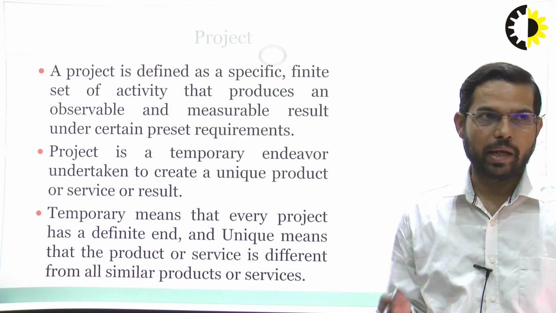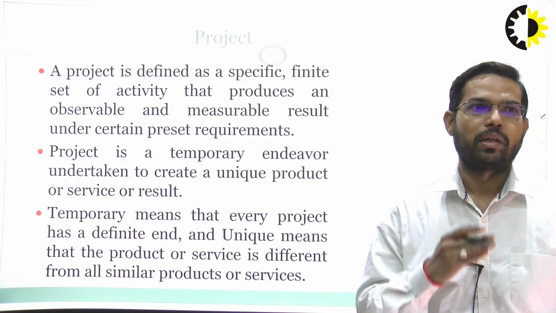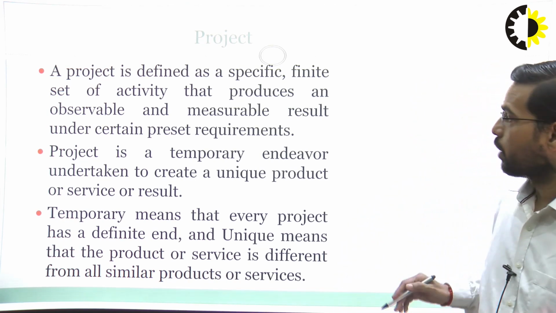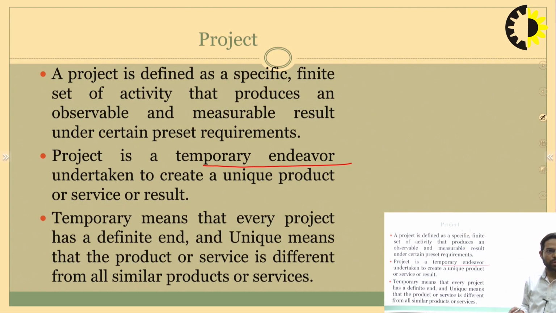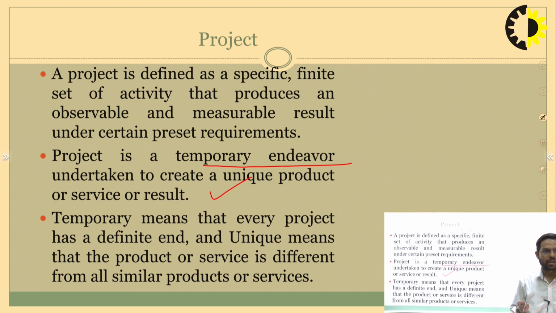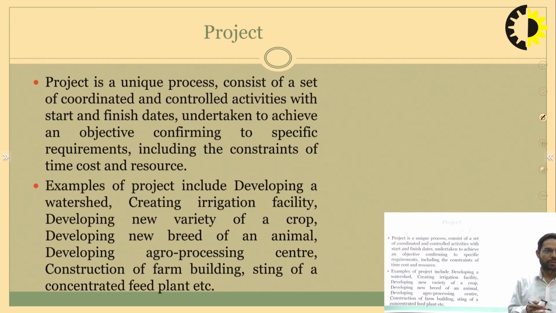So what is a project? Project is defined as a specific, finite set of activities that produce an observable and measurable result under certain preset requirements. A project is a temporary endeavor undertaken to create a unique product, service or result. Temporary means that every project has a definite end, and unique means that the product or service is different from all similar products or services. That's why it's called temporary and unique. So a project is basically a unique process.